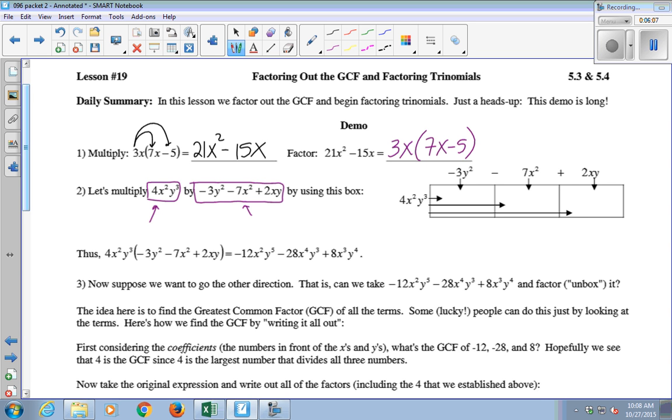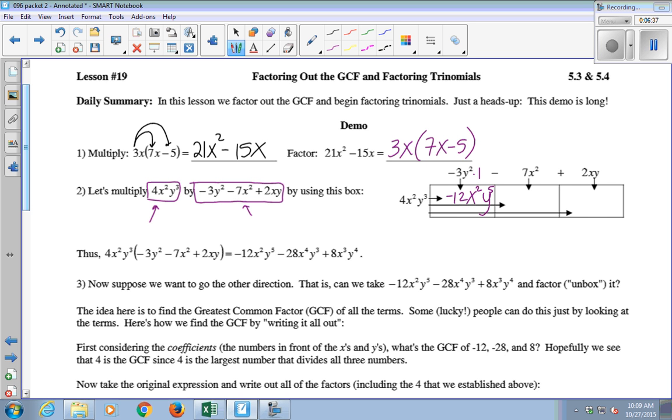Okay, so when I want to multiply 4x squared y cubed times negative 3y squared, first you multiply the numbers. 4 times negative 3 is negative 12. And then we look at the x's. X squared times, there's no x's in there, but you could imagine a 1, right? What's x squared times 1? X squared. And what's y cubed times y squared? Y to the 5th. Yeah, like bases, you add the exponents.